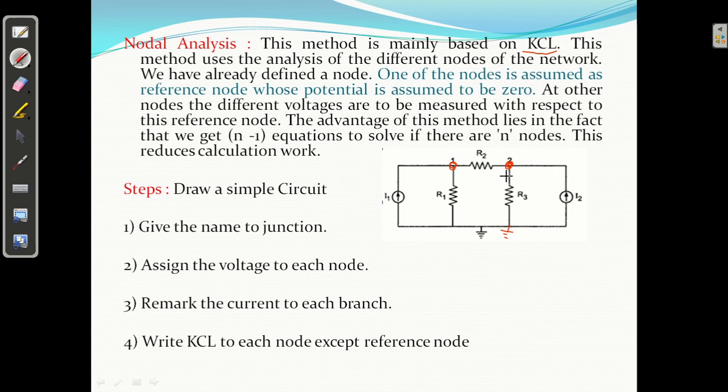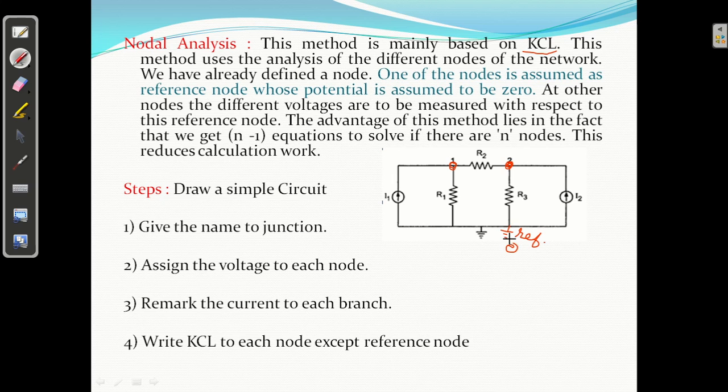The beauty of this method is that we have to solve fewer equations. Suppose you are going to solve the problem by KVL. We have 3 loops, loop 1, loop 2, loop 3, so you have to solve three equations. But here, how many nodes are there? 3. Out of these 3, one is connected to ground. That is called the reference node. What is the potential of the reference node? 0. Why? It is connected to ground, and we know the potential of ground is 0.